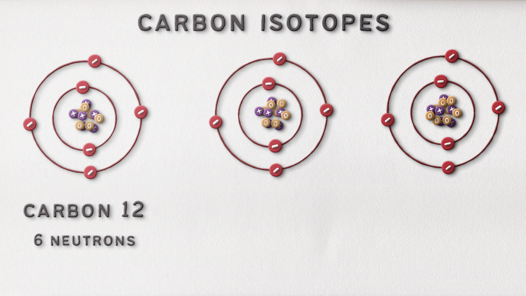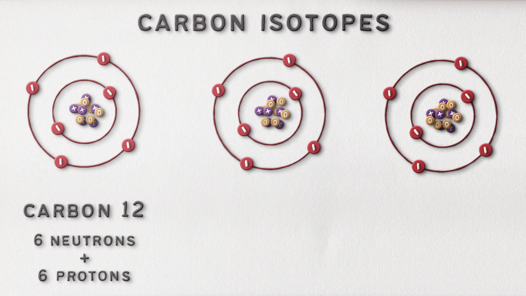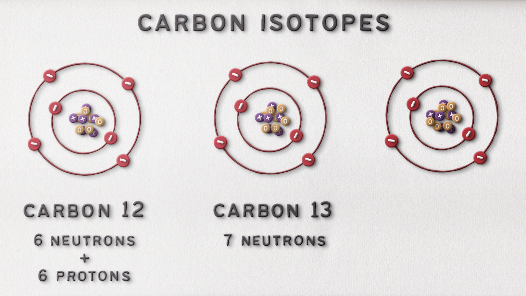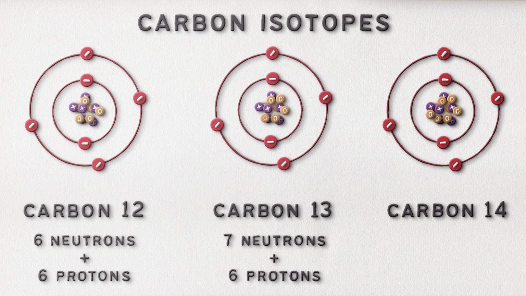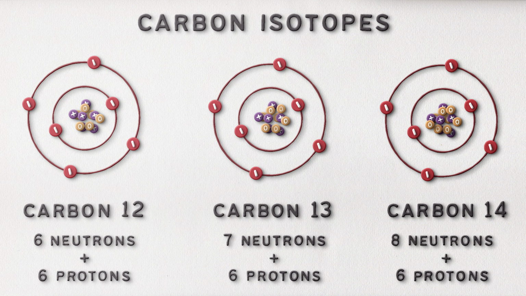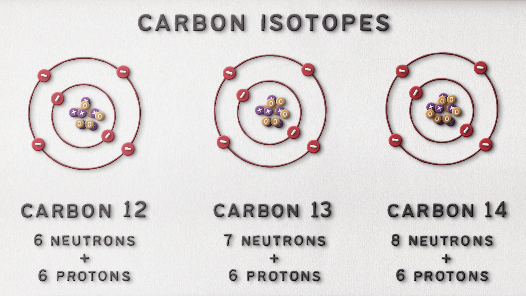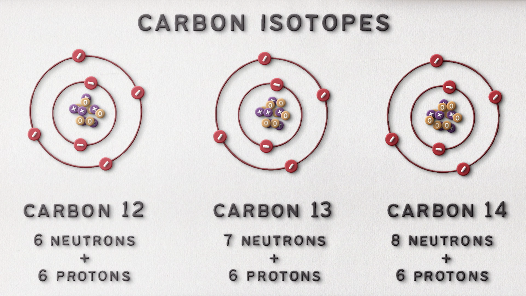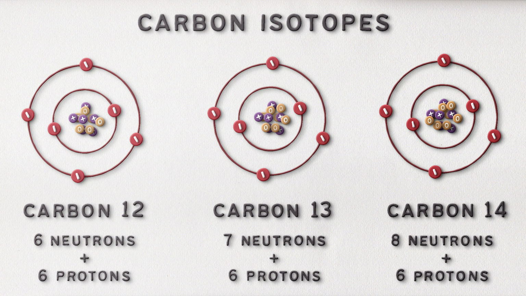Carbon-12, which has 6 neutrons. 6 neutrons plus 6 protons equals 12. Carbon-13, which has 7 neutrons. So we have 7 neutrons plus 6 protons equals 13. And carbon-14, which has 8 neutrons. 8 neutrons plus 6 protons equals 14. Note that these numbers 12, 13, and 14 are simply the sum of the protons and neutrons in these isotopes, so we call them mass numbers.